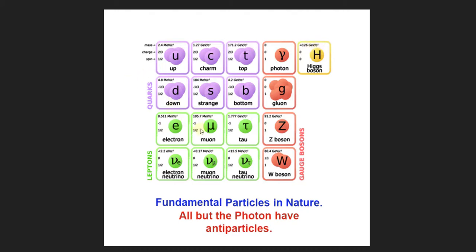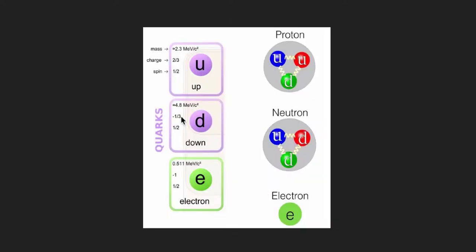Now all of these have antiparticles, with the exception of the photon. The photon does not have an antiparticle. This is what's in the nuclei of atoms, protons and neutrons. But protons and neutrons are not fundamental particles. They're not elementary. Inside, they have 2 up and 1 down quark for the proton, and 2 down and 1 up quark for the neutron, and the electron orbits the nucleus.